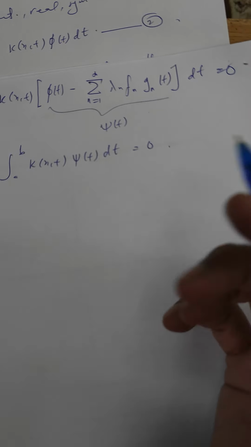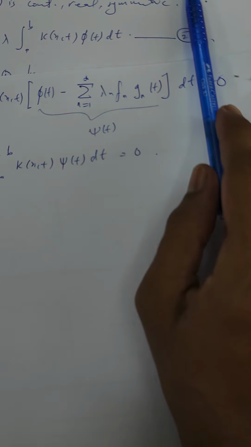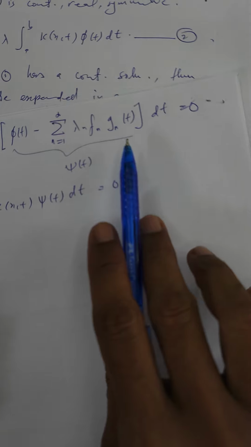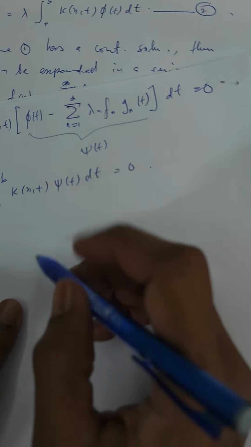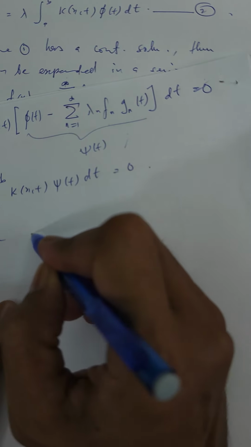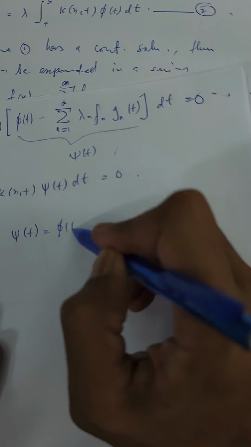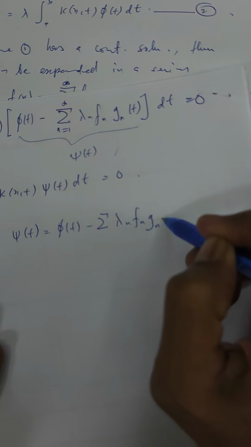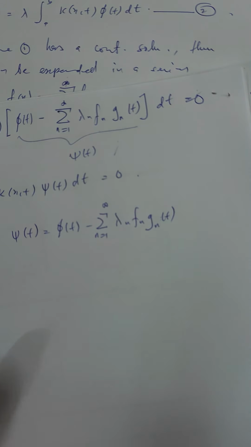Okay, now since equation number 1 here has a continuous solution, which must be in the form of that equation, I need to write this thing, where phi t is equal to psi t is equal to phi t minus phi n fn gn t, n equal to 1 to infinity.